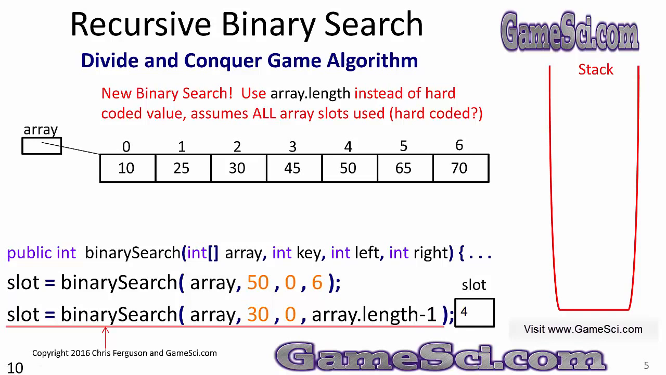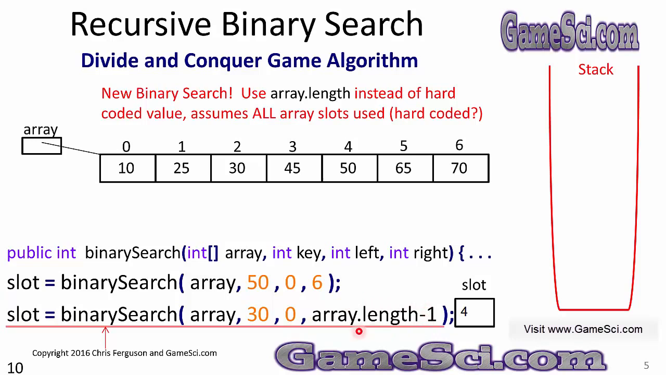New binary search. Let's use the array.length property instead of a hard-coded value. This code assumes that all the array slots are used. We generally prefer not using hard-coded values. I know I do a lot of them because we need to keep the example short. 50, 0, and 6, these might be coming from variables, not hard-coded. 30 and 0: 30 is what we're looking for, 0 is where we start.